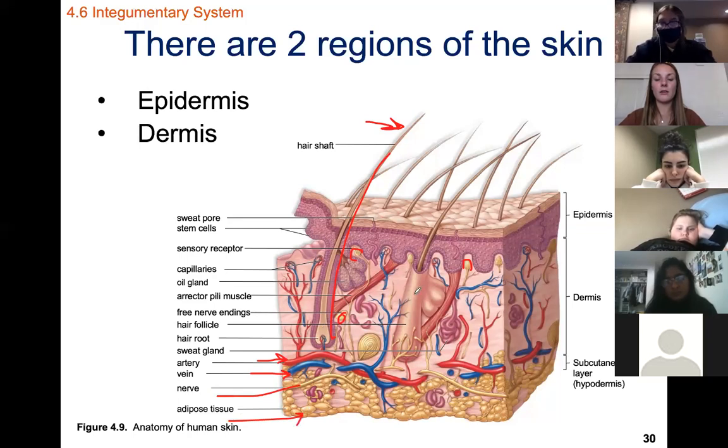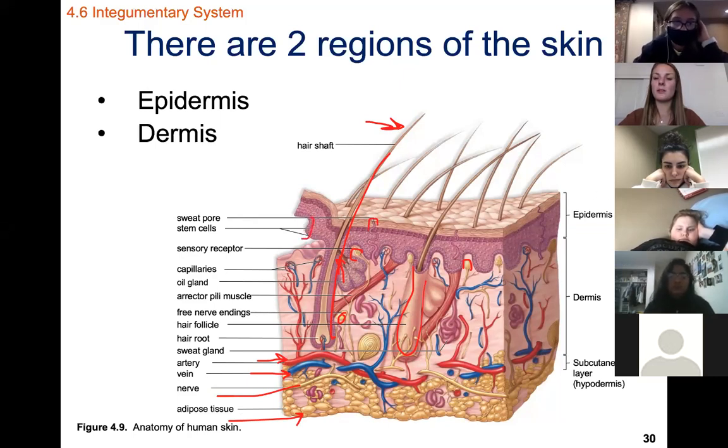You have a hair follicle, which essentially wraps around the hair root. You have an oil gland, which is kind of right here next to your hair follicle. And you have a sweat pore right here. And there's also some stem cells in the layers.